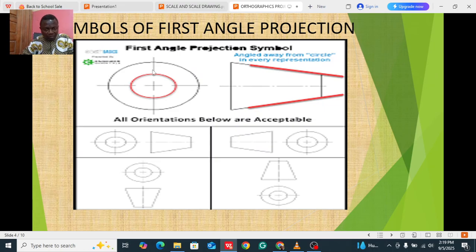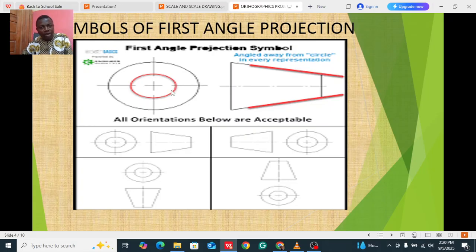Now this is the symbol of first angle projection. Look at it very well. We have two concentric circles here. The first one in black, then the second circle here in red color, and then beside it we have a shape like a trapezium. This is the symbol of first angle projection, and you need to take a look at how it is arranged in such a way that the base of the trapezium is the one that is close to the concentric circle.